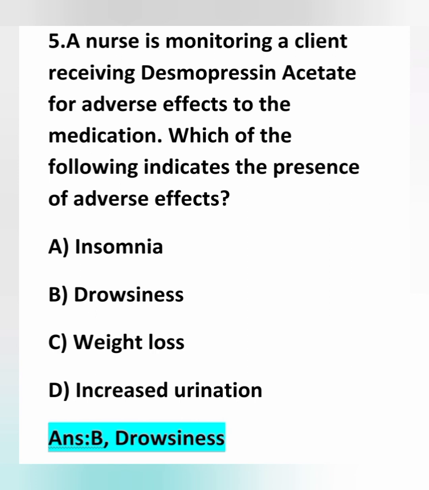In our options, drowsiness is there. Due to intoxication, drowsiness will occur in the patient. So option B, drowsiness, is correct here, and insomnia, weight loss and increased urination will not occur. Weight gain, listlessness, confusion, seizure and coma also occur in overhydration. So our option B, drowsiness, is correct in this question.